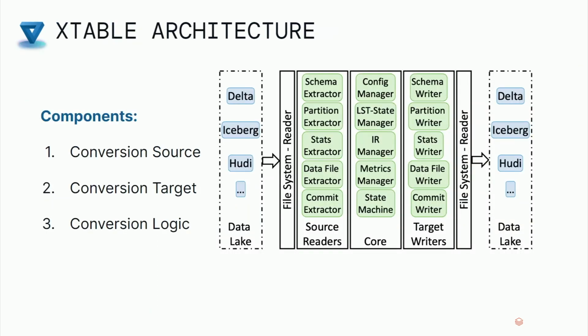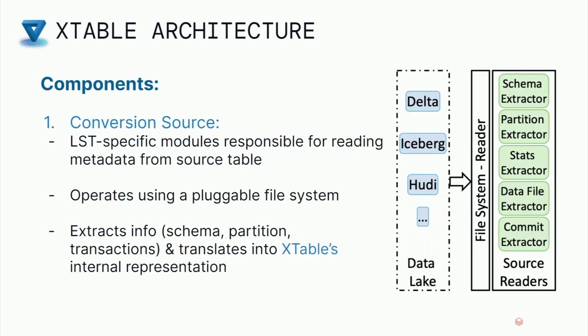More on the XTable's architecture. Just to give an idea of how things look internally, we have three main components here: the convergence source, the convergence target, and the core logic itself. Starting with the convergence source, these are table format specific modules responsible for reading the metadata from your source table. If you define your source as Hudi, it'll read your Hudi metadata.